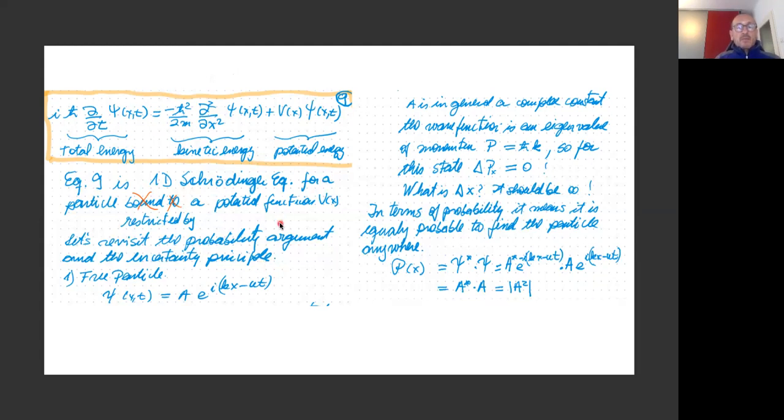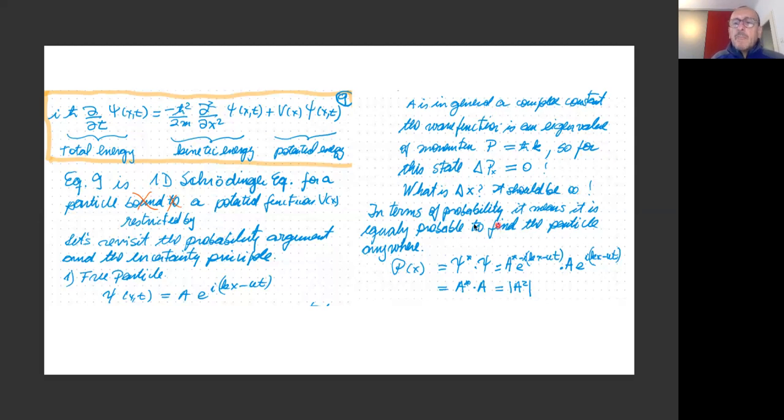Before concluding here, let me go back to this one-dimensional free particle. A is in general a complex constant. The wave function is an eigenvalue of momentum p equals ħk. So for this state, delta Px is equal to 0, because there's only one p. So what happened with delta x? In order for this to fulfill the uncertainty principle, delta x should be infinity.